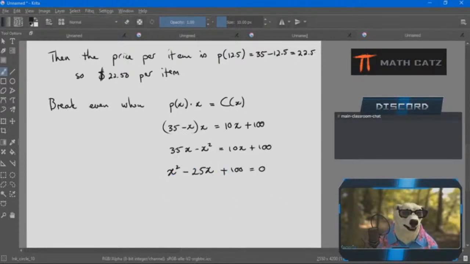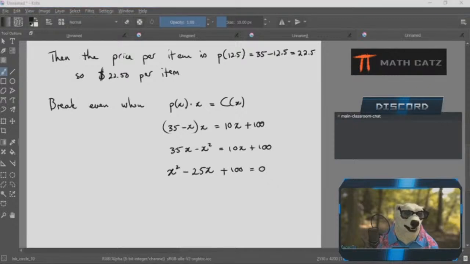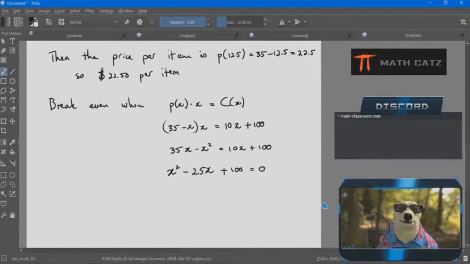So that gets us into quadratic formula territory, which we all know. We all know the quadratic formula. Can't forget it even if we try.